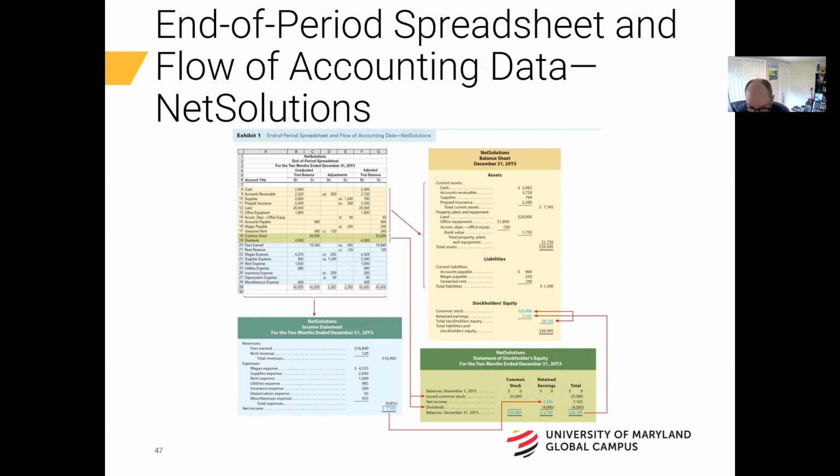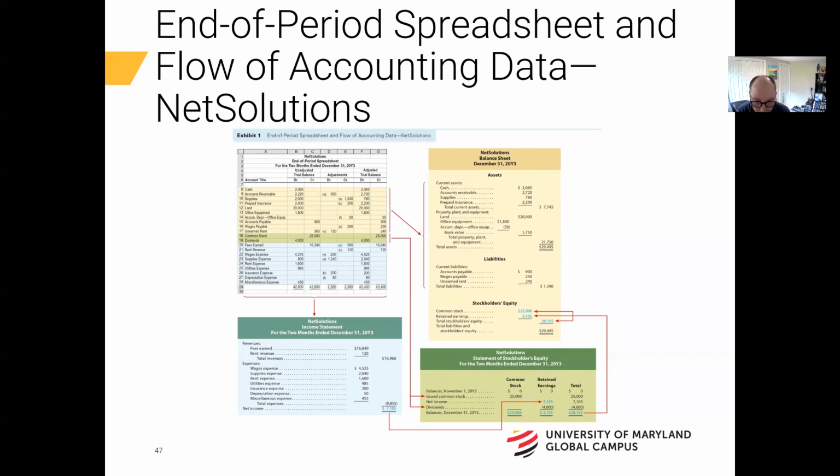And the statement of stockholders' equity represents your retained earnings. Well, how does that work? Well, we have net income minus dividends equals retained earnings. Net income minus dividends equals retained earnings. Retained earnings goes onto your balance sheet.